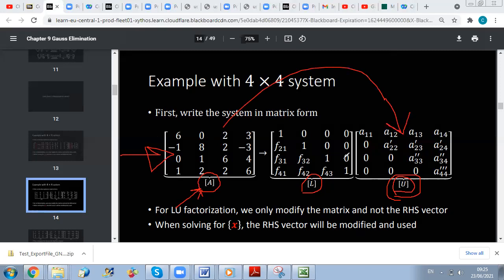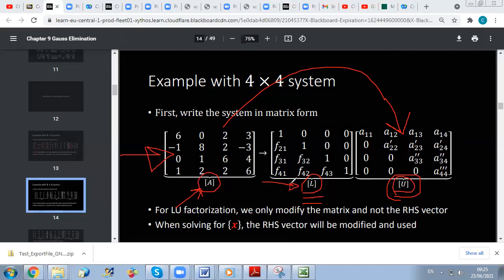Okay, so if you remember, together we transformed this matrix into upper triangular form. You can go back to the example and find matrix U: A11, A12, A13, A14, A'22, A'23, A'24, A''33, A''34, and A'''44. Now, what will be matrix L?